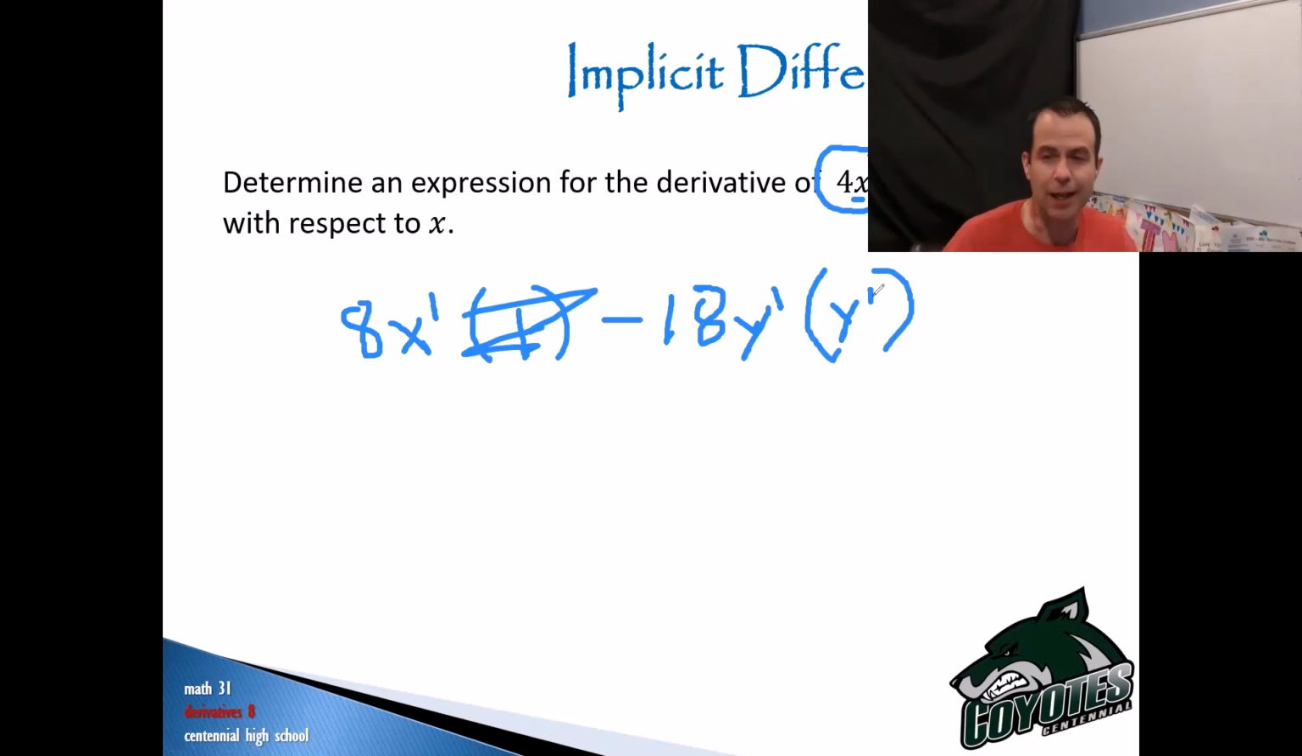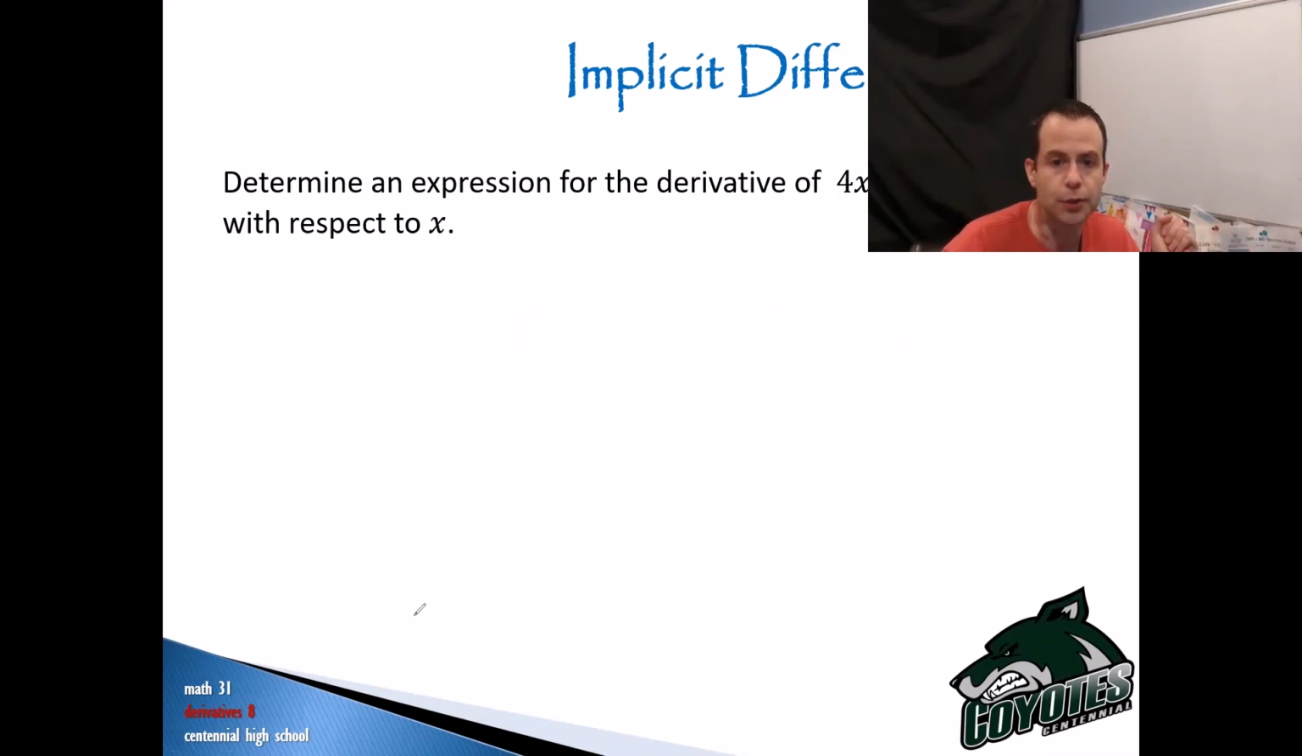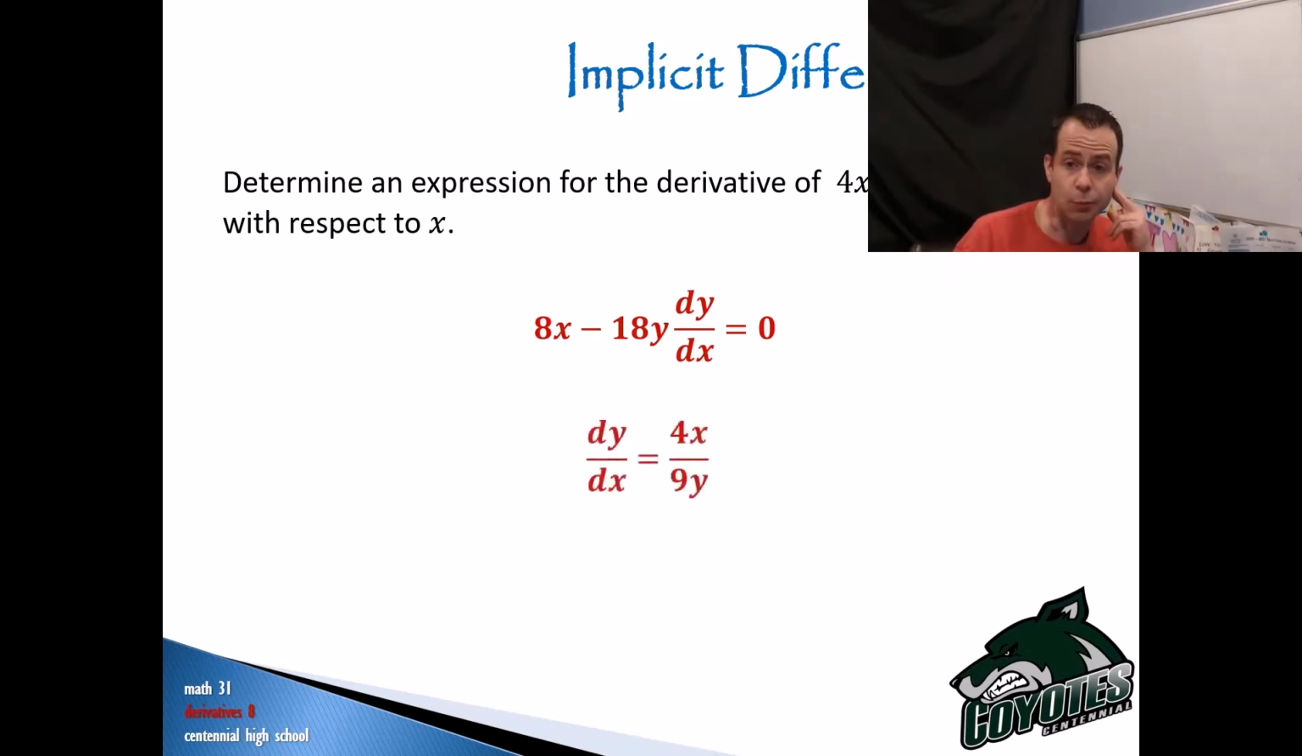Hopefully that kind of helps solidify the conversation we just had. And then for 36, the derivative of that is 0, okay? So you should be looking at 8x minus 18y derivative of y equals 0. Now the goal is to get the derivative of y by itself. So I'm going to subtract 8x from both sides, and then I'm going to divide both sides by negative 18y.